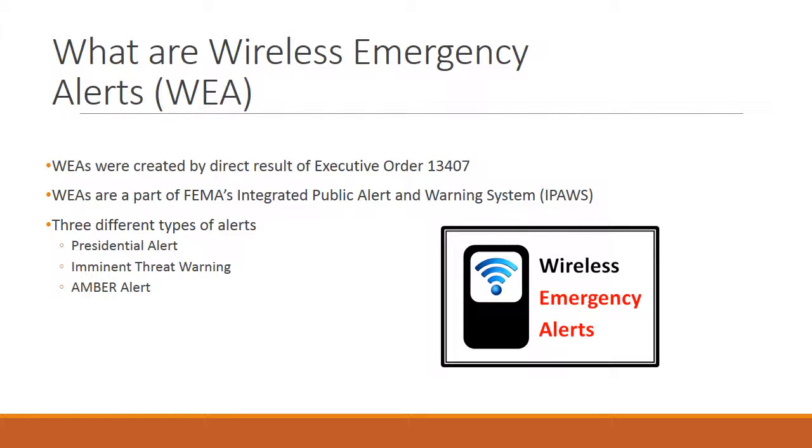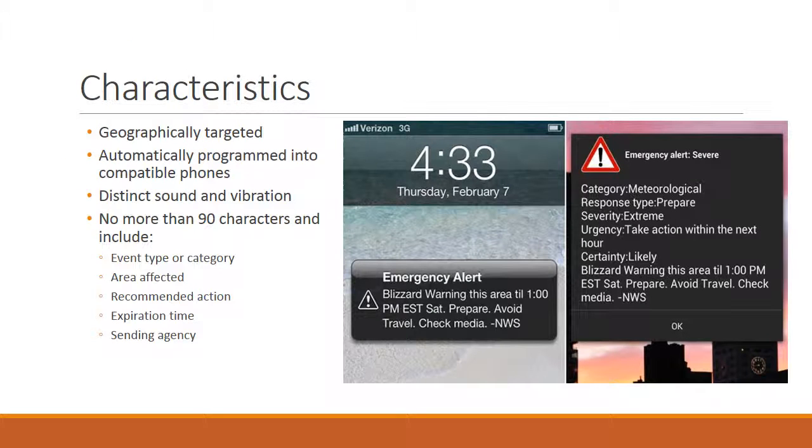Simply stated, WEAs are alerts that smartphone users receive on their phone, almost like a text message. There are three different types of alerts: presidential alerts, imminent threat warnings, and Amber alerts. Here are some specific characteristics of WEAs. WEAs are geographically targeted, meaning WEAs can be sent to users in a specified geographic location, no matter where the phone originates from. If you are in that area, you will receive the WEA.